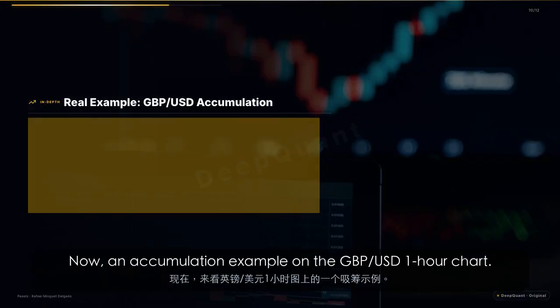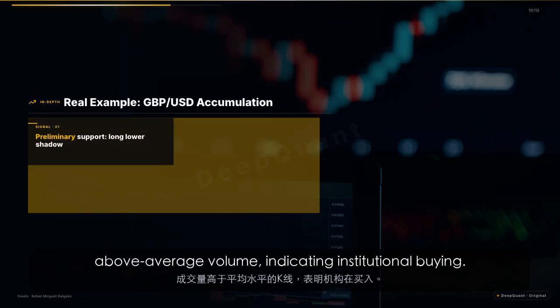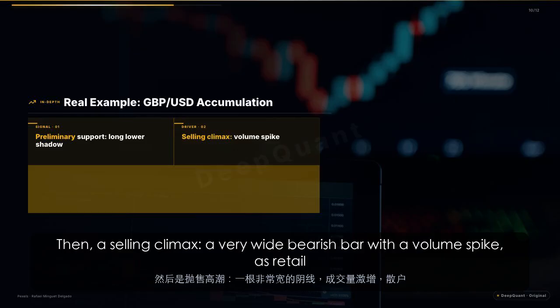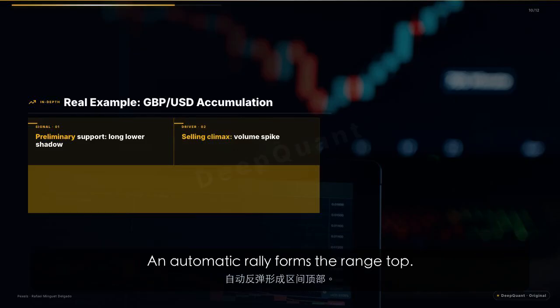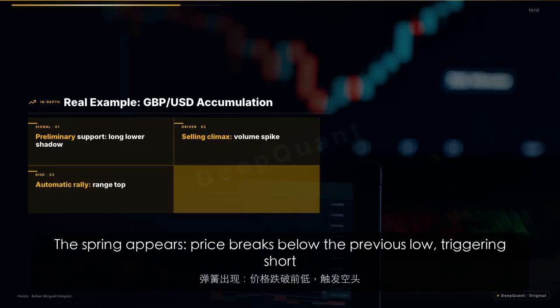Now, an accumulation example on the pound sterling to US dollar 1-hour chart. On the left, preliminary support appears, a bar with a long lower shadow and above average volume, indicating institutional buying. Then, a selling climax, a very wide bearish bar with a volume spike, as retail traders panic. An automatic rally forms the range top. A series of secondary tests follows, each retest of the low shows shrinking volume.